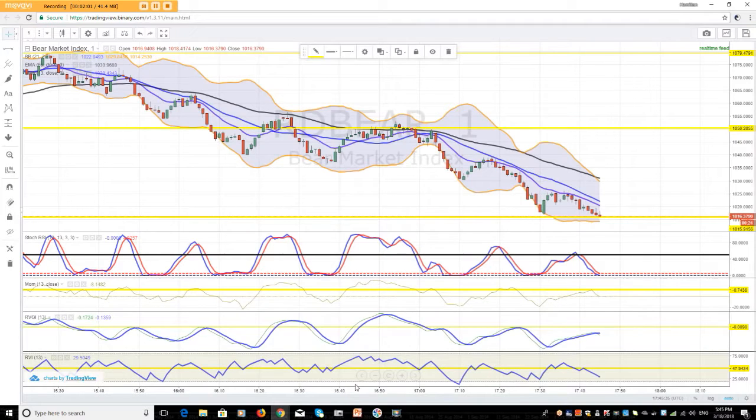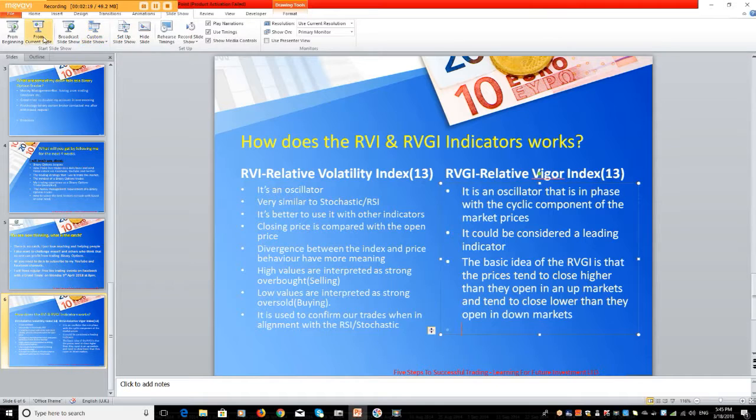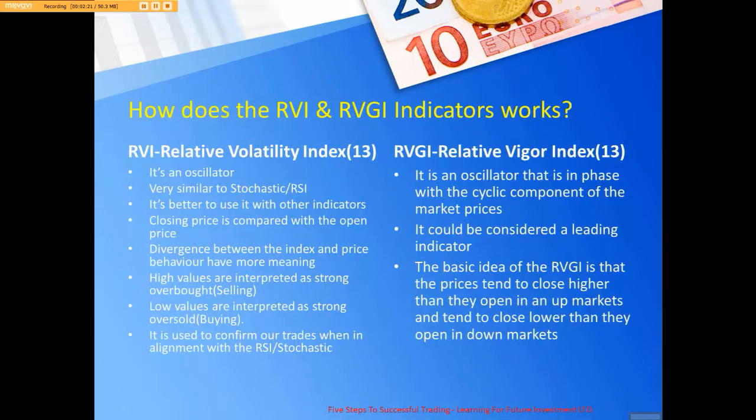Okay, so this is where we're at now. I went in there. This is my momentum. Okay, this is my relative. Anyway, let's talk to you about it. So what I've got now is how the relative volatility index and the relative vigor index work really.